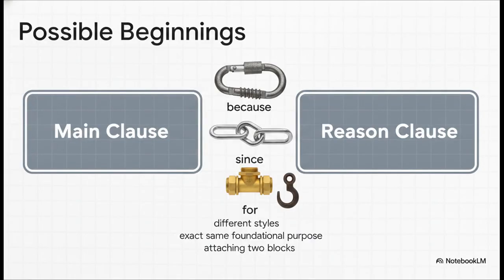Briefly, these conjunctions are because, as, since, and for. Sure, they have some slight nuances in how formal they sound, but honestly, they all serve the exact same foundational purpose: attaching a reason subordinate clause directly to your main clause.